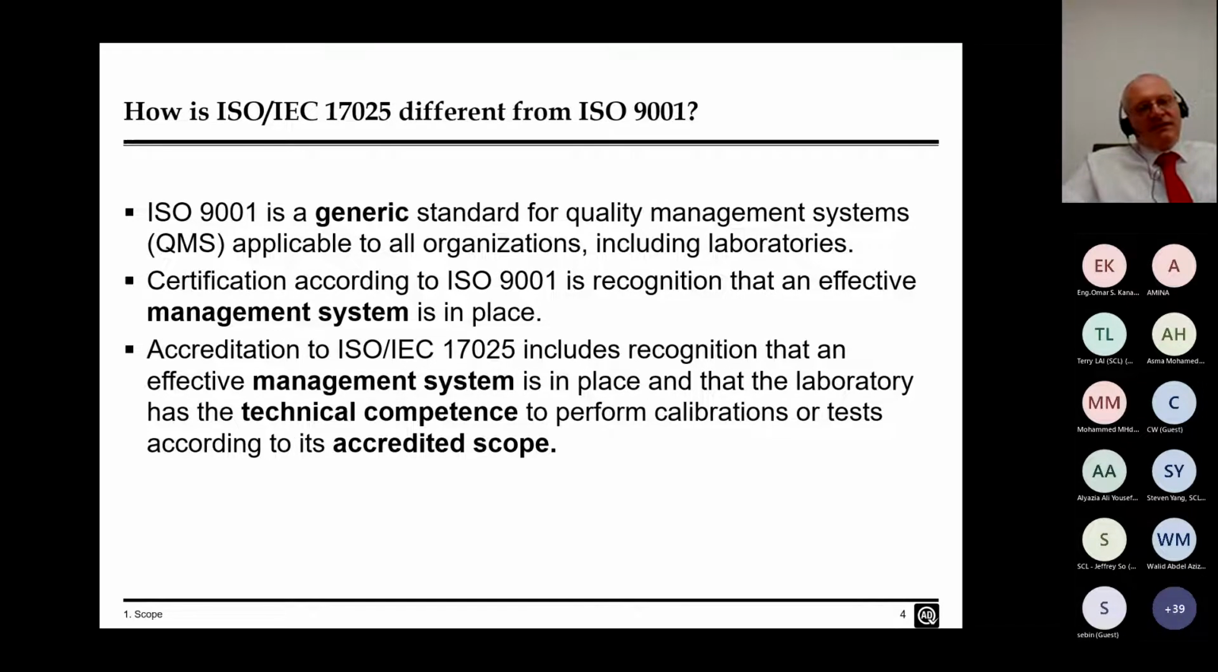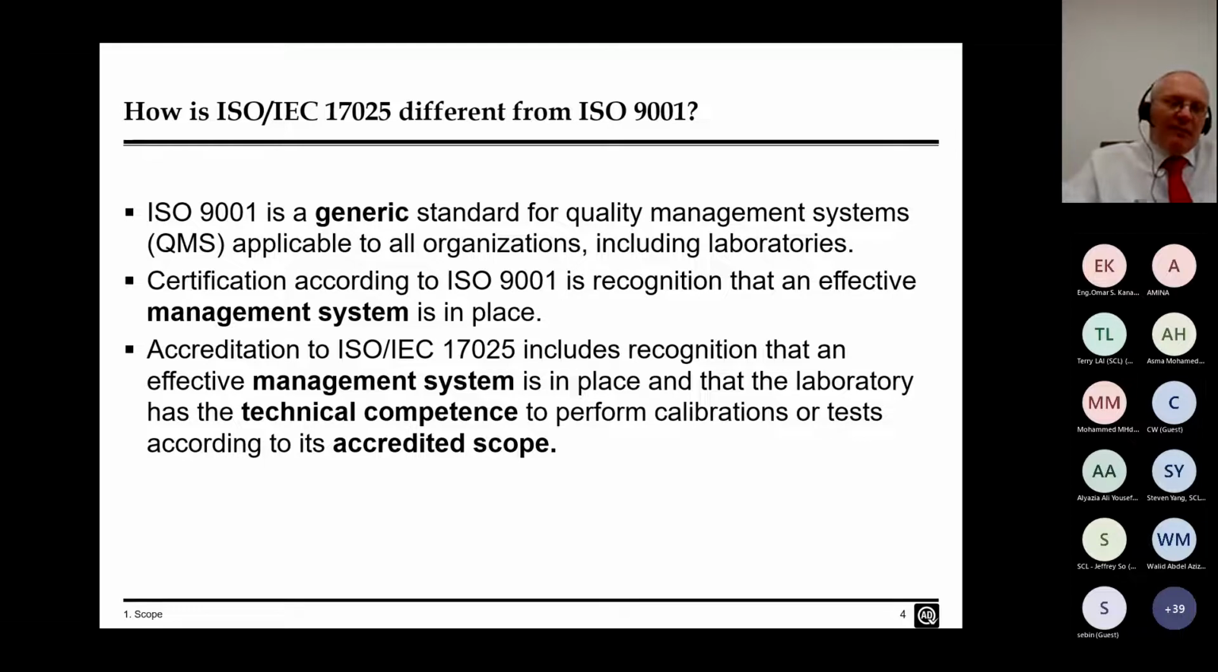How is it different from ISO 9001? Well, ISO 9001 is a generic standard for quality management systems. It can apply to anybody. It can apply to hospitals. It can apply to people who make bottled water. It can apply to industrial organizations, and it can apply to laboratories. Certification to ISO 9001 recognizes that you have an effective management system in place. So that means that you have a system and that people are following it.